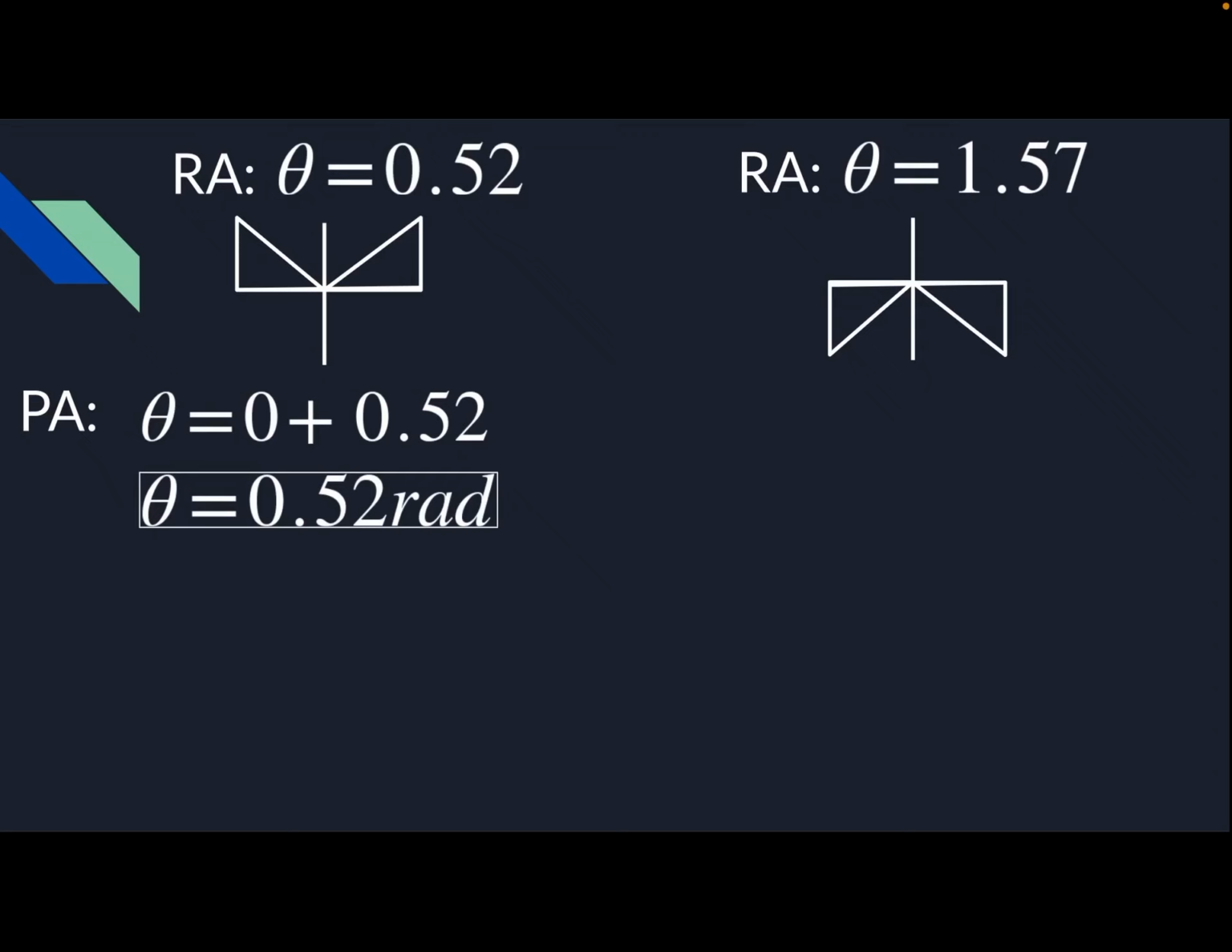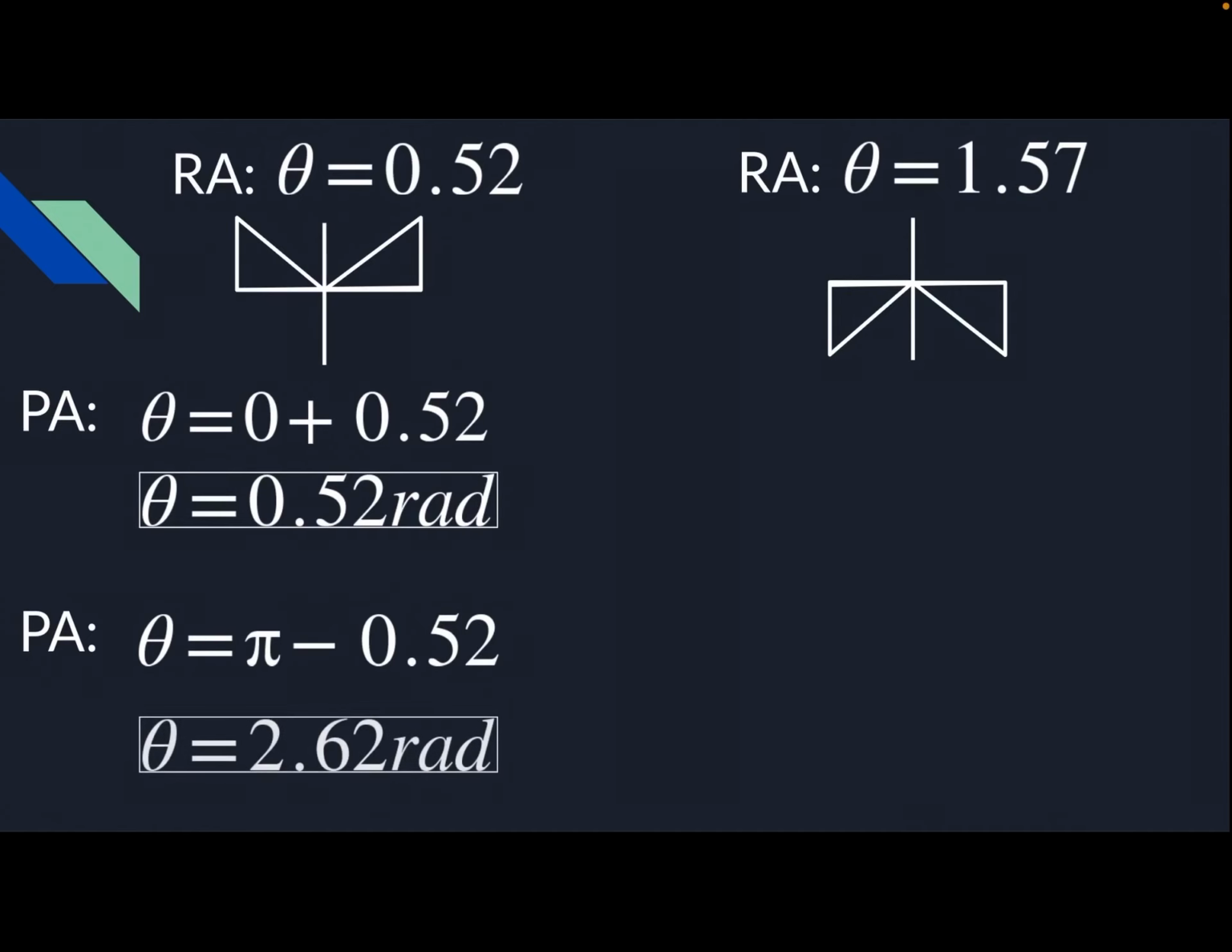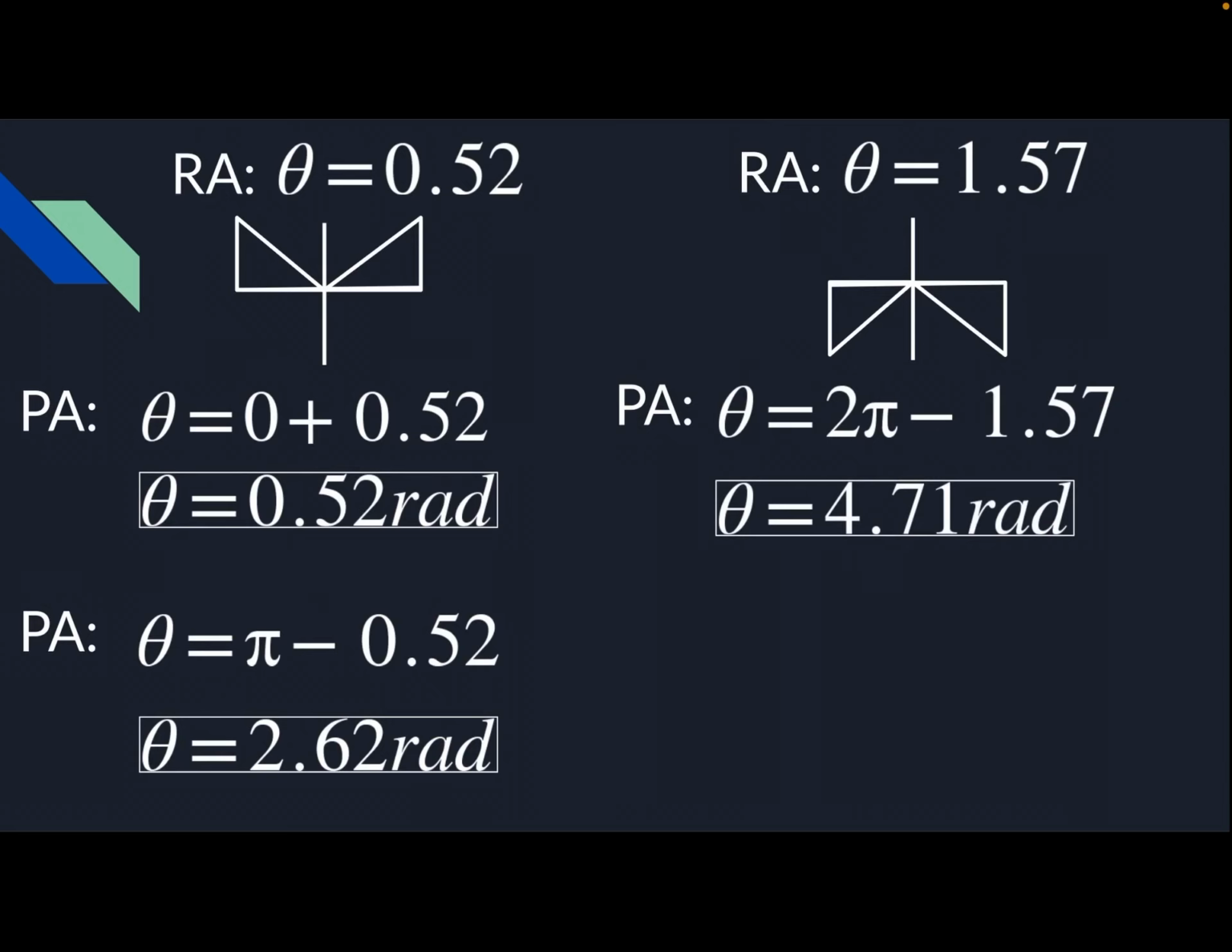Next, let's look at the triangle on the left side. The axis that it's closest to is the pi axis. So we take the pi and we subtract the 0.52 since the triangle is before the pi axis. So when we calculate that, we get 2.62 radians. Now let's move to the graph on the right side of the screen and look at the right triangle. The axis that it's closest to is the 2 pi axis. So we take 2 pi and we subtract the related acute angle, which is 1.57. When we calculate this, we get 4.71 radians.